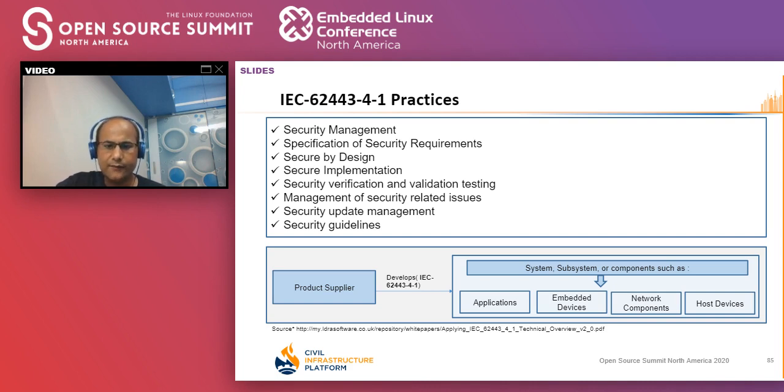Now, as we can see, when a product supplier wants to comply with 4-1, it applies to 4 categories, basically applications, embedded devices, network components, and host devices. In CIP, we are currently targeting the embedded device category as well as the network device category.